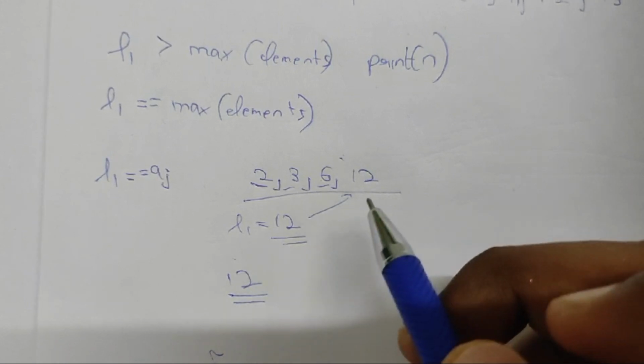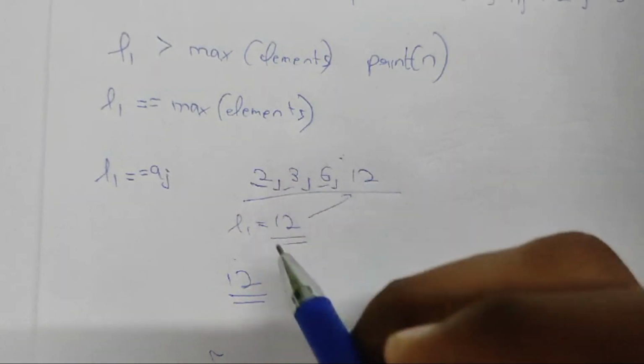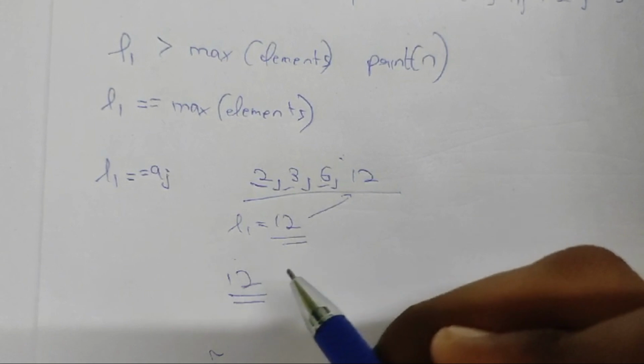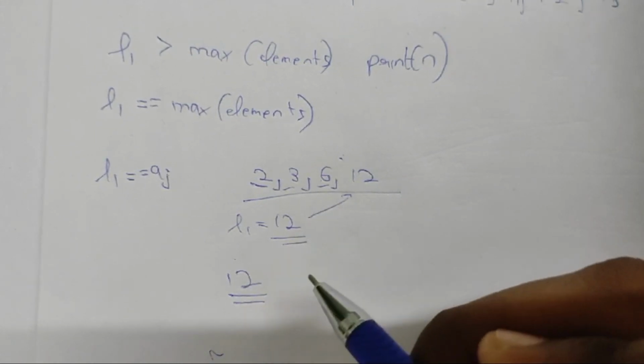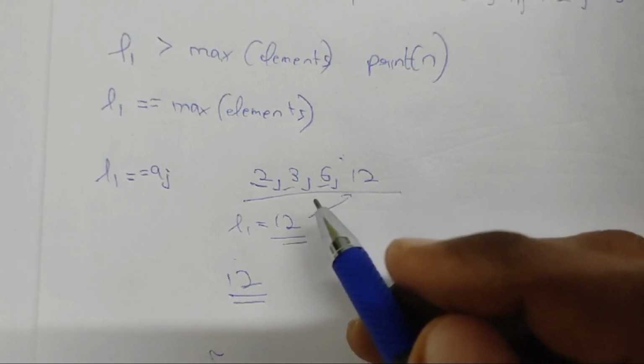So if LCM is equal to the maximum element, all the other elements present in the array will be a factor of the maximum element. Or since LCM is the maximum element, they will all be factors of the LCM itself. So that's one major observation that we have to make.